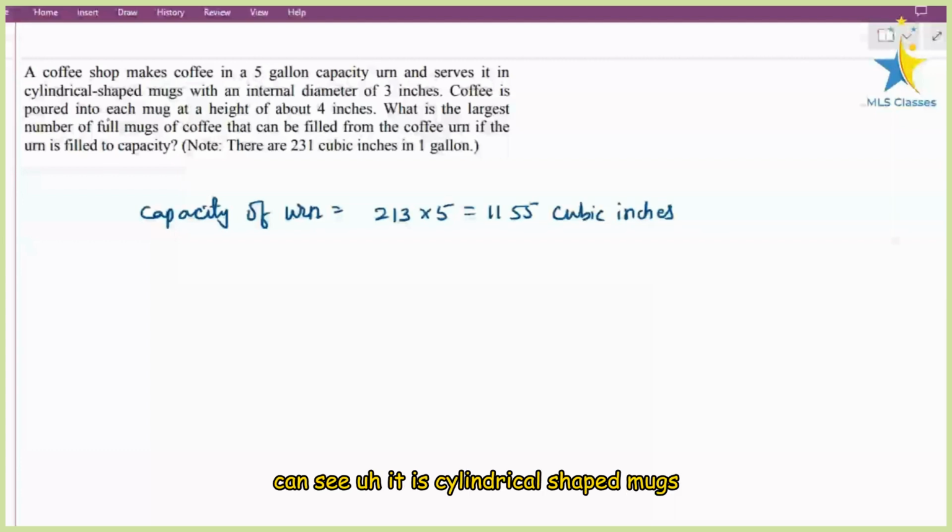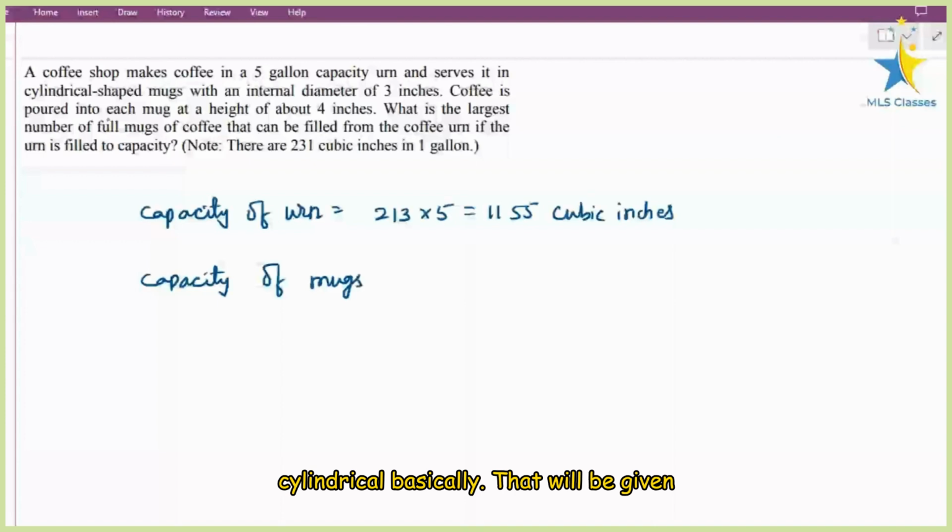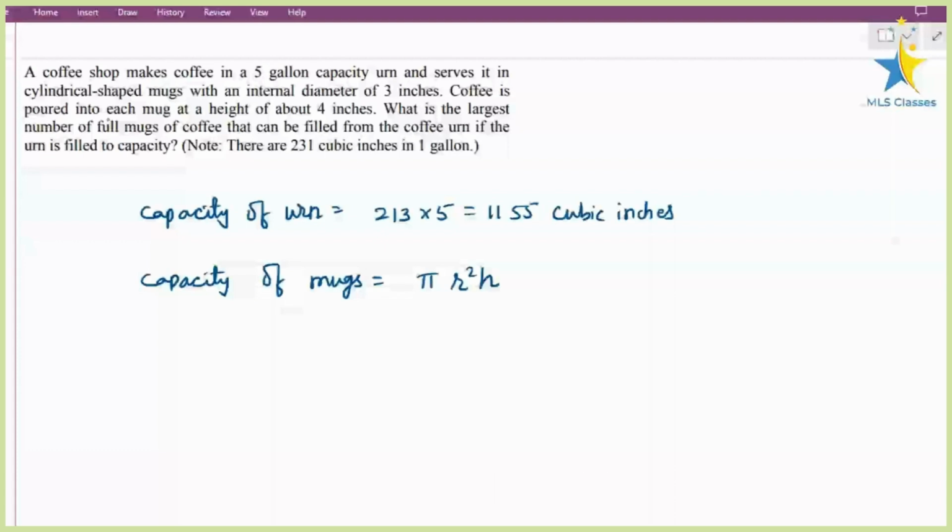Now we have found the capacity, meaning volume, in cubic inches, and since you can see they serve it from the 5-gallon capacity urn in cylindrical mugs, we can say the capacity of mugs that are cylindrical will be given by pi r squared h. So it is given that the internal diameter is 3 inches and the height is about 4 inches. So we can say pi, since the diameter is 3, the radius will be 3 over 2.